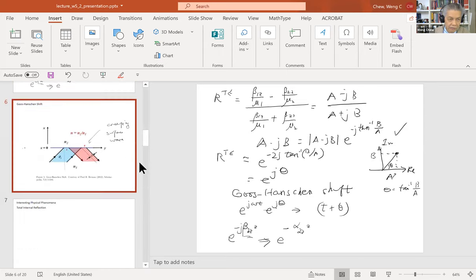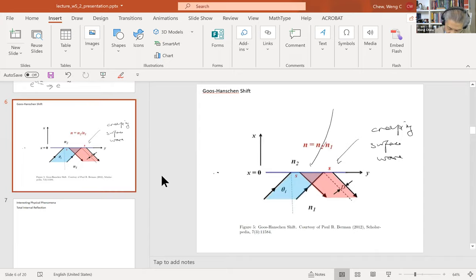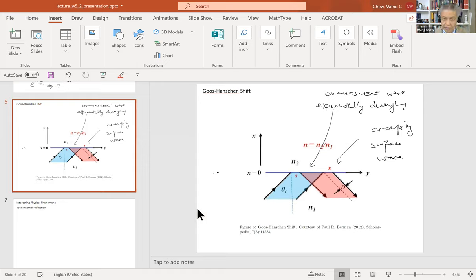And so if you were to observe this wave from this side, it's exponentially decaying. That wave is also called the evanescent wave. And it is exponentially decaying from that surface, because of the fact that the angle of incidence is larger than the critical angle. Any questions so far regarding this Goos-Hänchen shift and the physics of a total internal reflection? This is TIR. Any questions?